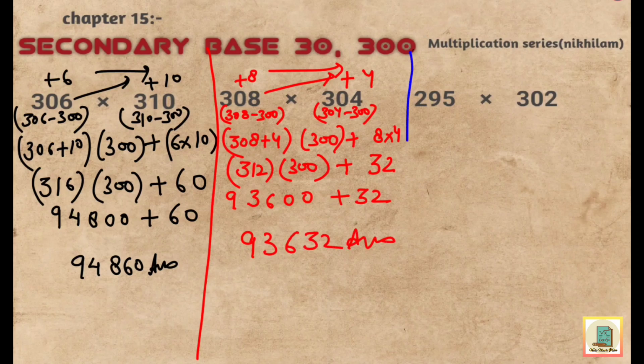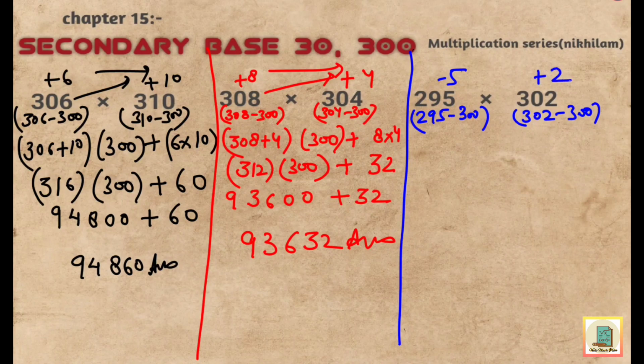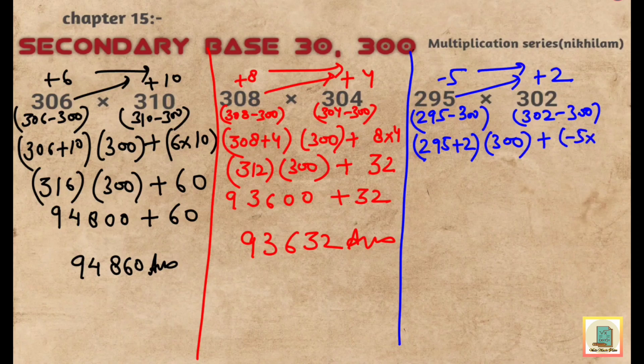So let's understand the last question, which is 295 multiplied by 302. So let's find out the deviation. 295 minus 300, which gives you minus 5 as the deviation, and 302 minus 300, which gives you plus 2 as deviation. Now, first number plus the second deviation, so 295 plus 2, multiply the base, which is 300, plus multiply the deviations, which is minus 5 multiplied by 2.